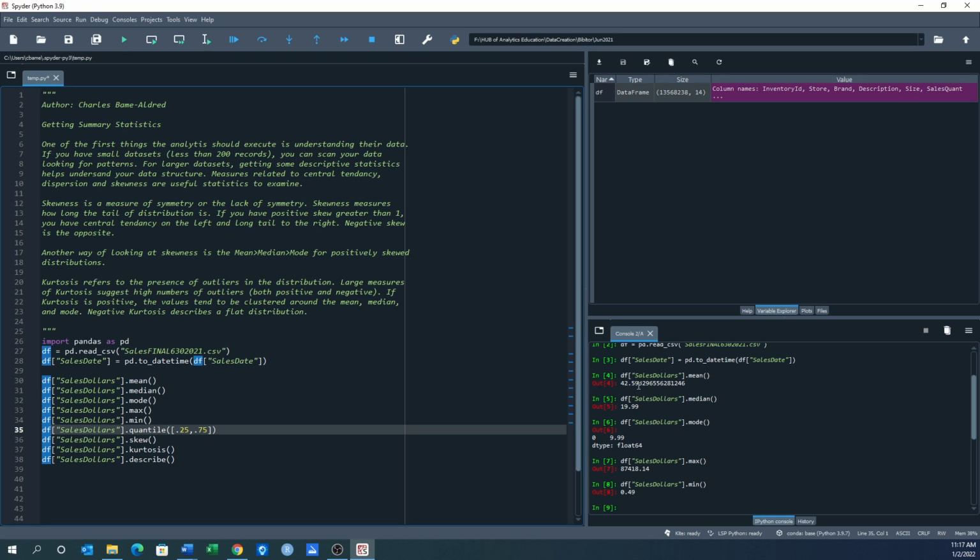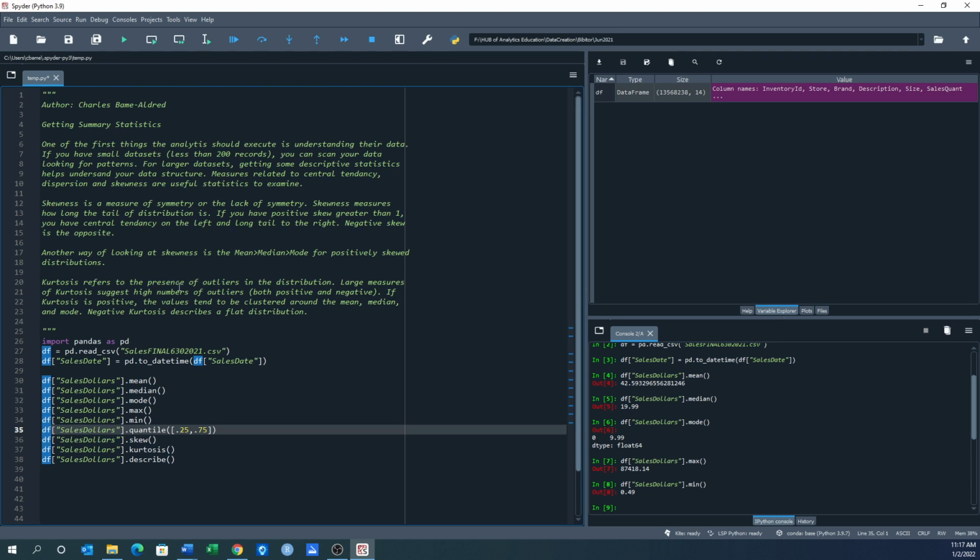We have a mean of 42.59. We have a median of 19.99. We have a mode of 9.99. So it looks like the mean is greater than the median is greater than the mode. So that would suggest, if we look back up here to skewness, right? This would be positively skewed. So there'd be a lot of items out on the right side.